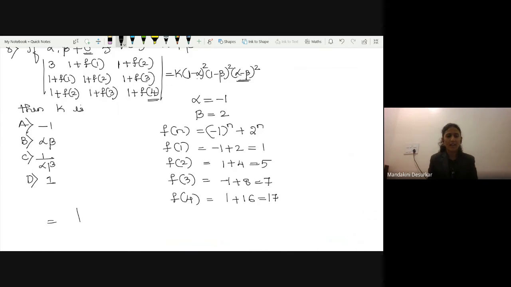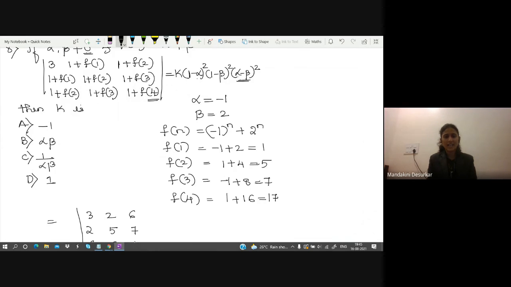Now substitute the values. What do I get? It is 3. 1 plus f of 1, that is 2. 1 plus f of 2, that is 6. 1 plus f of 1, that is 2. 1 plus f of 2, which is 5. 1 plus f of 3, that is 7. 1 plus f of 2, that is again 6. 1 plus f of 3, that is 8. 1 plus f of 4, that is 18.